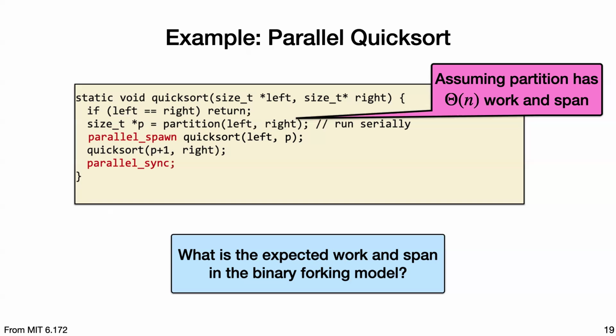What is the expected work and span in binary forking? Let's assume that we don't have a parallel partition algorithm, and so partition is going to take theta n work and span. Maybe we can start at the easy part. So what is the work? The work is the time on one processor. The way that you calculate the work, you just ignore any part that says parallel spawn or parallel sync, and you analyze how long it's going to take you.